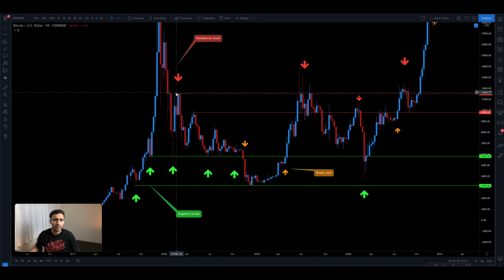I put one right here, and it came up, tested it, and pushed through. It came back down and bounced in between here and then didn't hold. So then it came down, tested it as resistance again, found support right here. Not every line is going to be perfectly lined up to where it is.